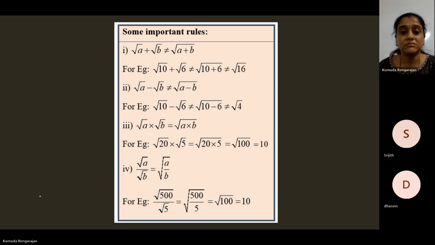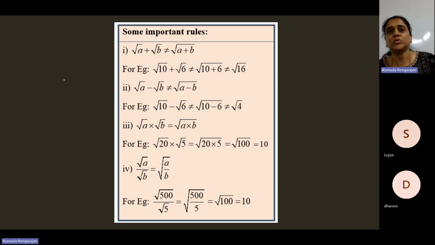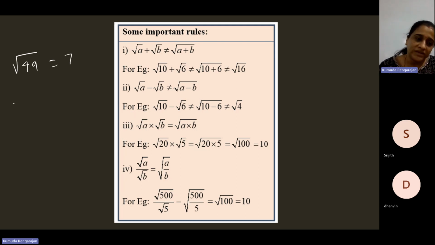No, I'm not getting your question. Oh, you're saying under the square root, there should be a perfect square only. No, it's not like that. You can see square root of 49 is 7, right? We can also find square root of 50. You will be learning that also. Now 49 is a perfect square, so for 49 you'll have a precise value. But 50 is not a perfect square.